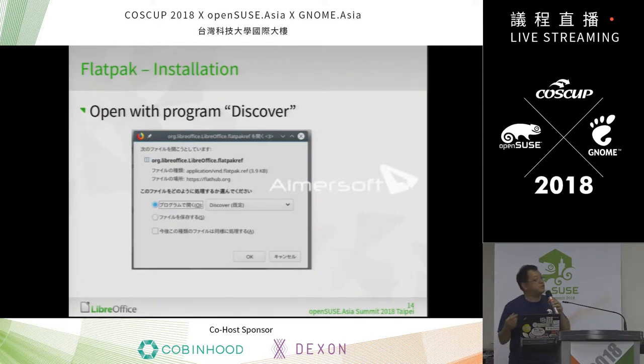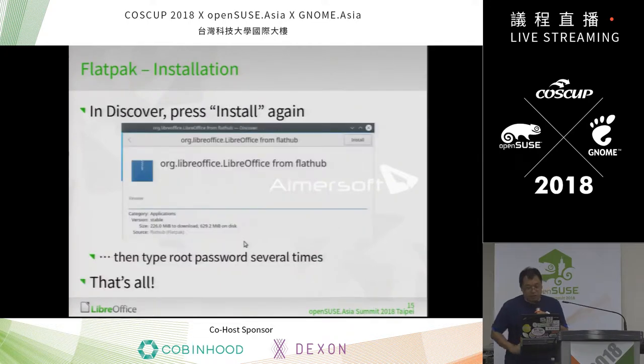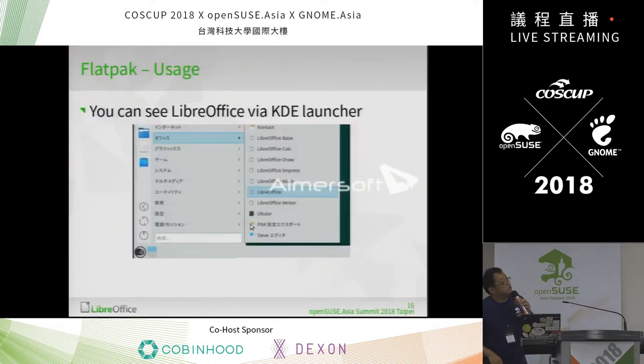After pressing install, Firefox or Chrome asks whether you want to run the program or save the file. In the openSUSE default setting, we open Discover, so I can choose this. Discover comes up and we see the install button again. Just click, then type the root password several times. That's all, it's very easy. It's well integrated, and after that we can see the LibreOffice launcher. It's very seamless.